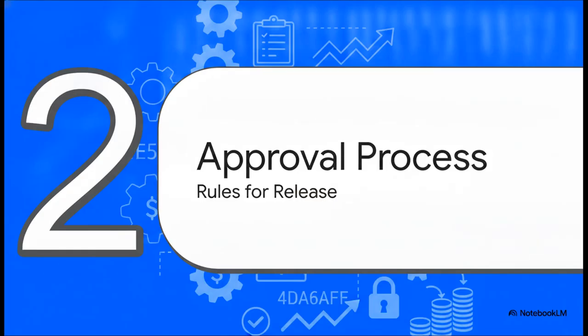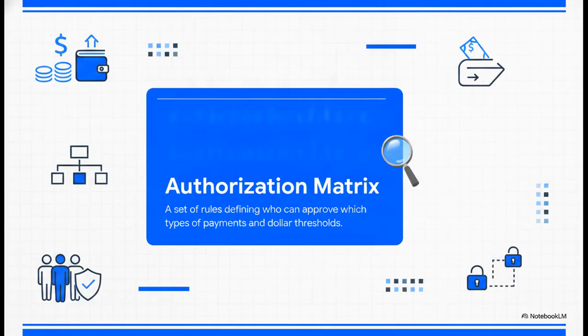Okay, moving on to Section 2, the approval process, or our rules for release. Knowing the mechanisms is great, but we really need to examine the exact, mandatory process a payment goes through before it ever leaves our account. Before a single dime goes out, it has to be authorized. Every single payment is governed by an authorization matrix. Think of this as your ultimate rulebook.